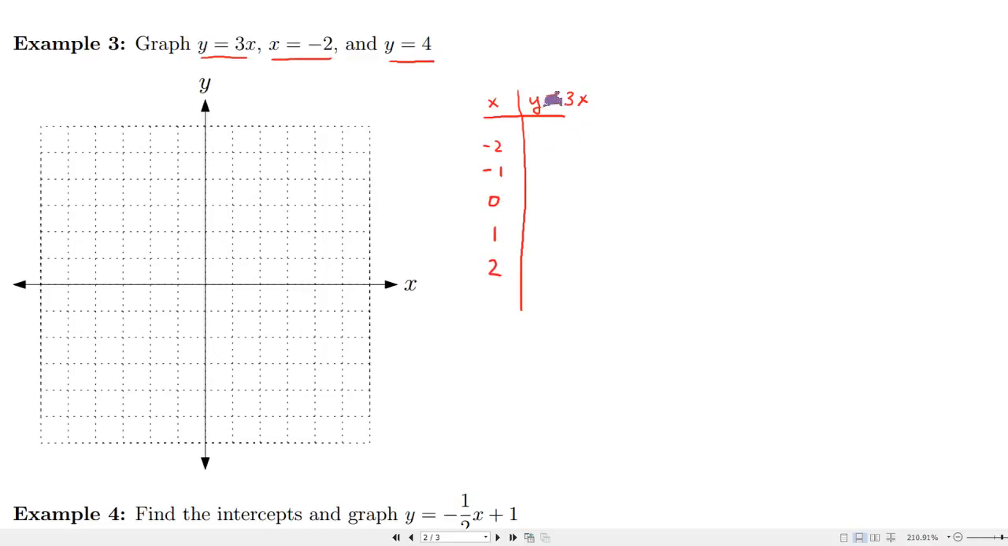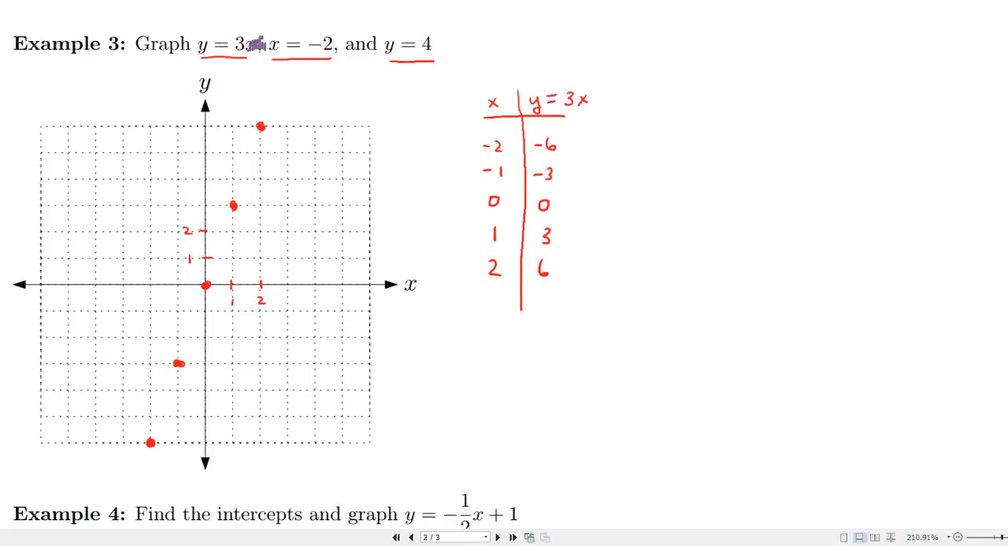Plugging this in, we're going to multiply all these by 3, so that'll be -6, -3, 0, 3, and 6. Okay, if we plot these, looks like we have 0, 0, so that's the origin. 1, 3, 2, 6. Right, and here I'm incrementing these things by 1s. I'll label a couple of those just so that's clear. -1, -3, -2, -6.